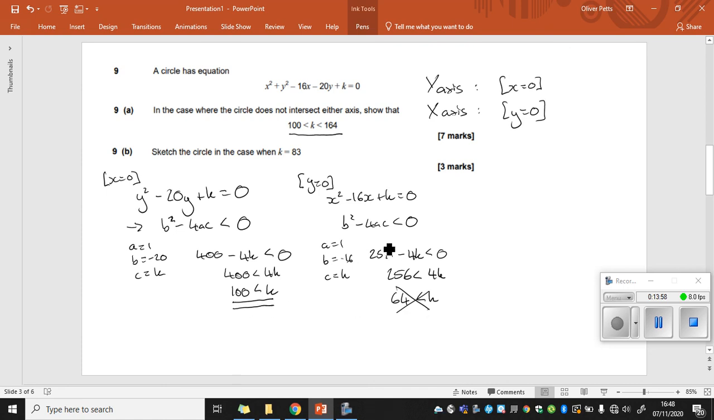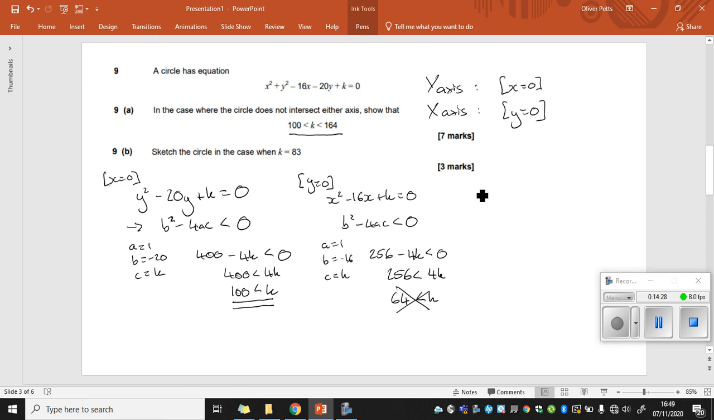Now, that's all good and well, but we still haven't got k being less than 164. That information hasn't dropped out of this working, so we need to look elsewhere. So let's just consider other information about our circle. Obviously the form that's written at the minute isn't the form that can allow us to deduce a center or a radius. So let's try and get it in a correct form for deducing a center and radius.